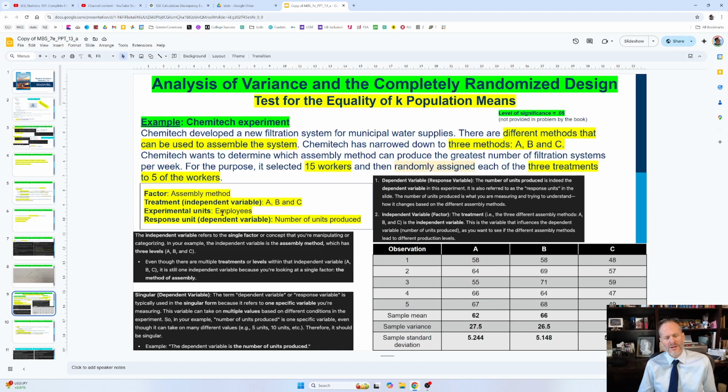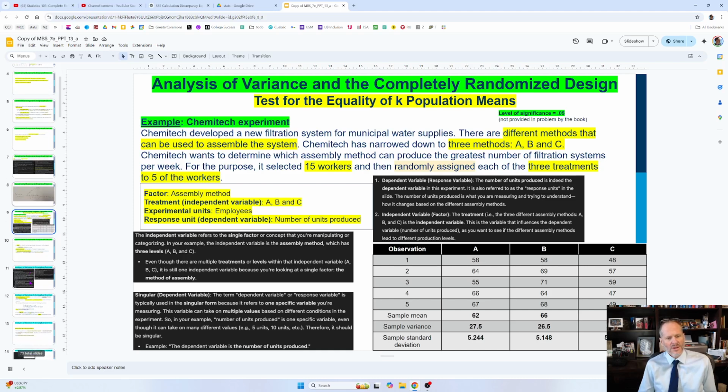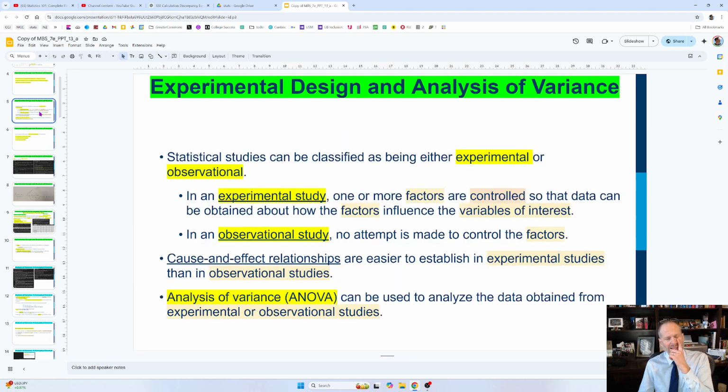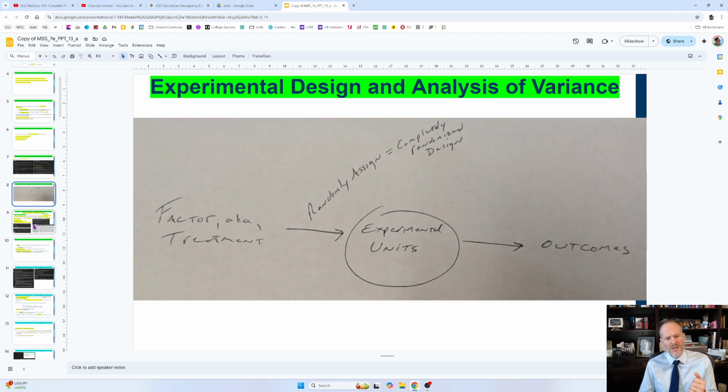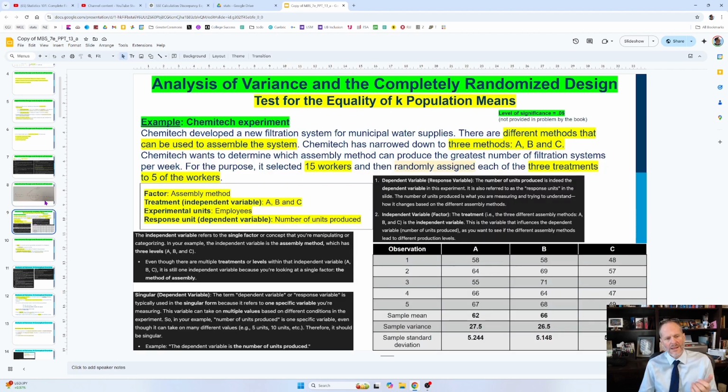And then the experimental units are the employees, and the response unit, the dependent variable, is the number of units produced. Number of units produced, response unit, dependent variable, outcome. So that's a really good little summary of these terms, and that's an example. And we're learning this because that's an experimental study. One or more factors are controlled. What are the factors that are controlled? The factors are the assembly method. We're controlling which treatments, which factors, which independent variables are being applied to the experimental units, the workers, to see what the outcome is, what the response unit, the dependent variable is, right? Like how many units get produced.